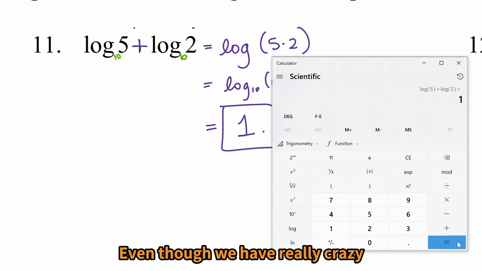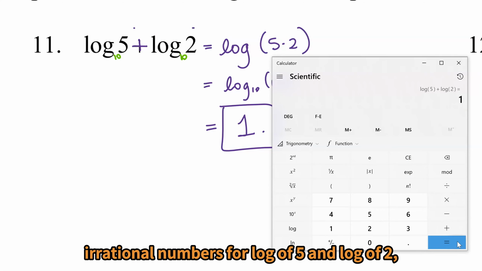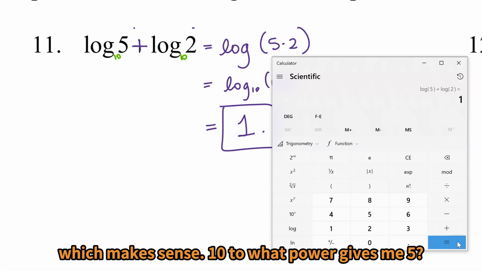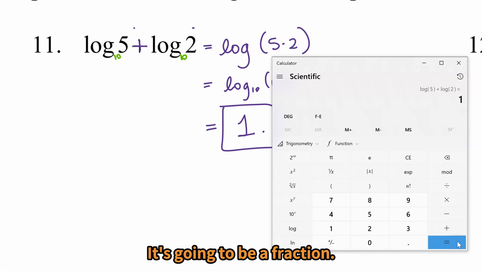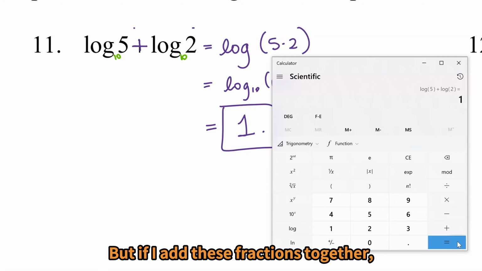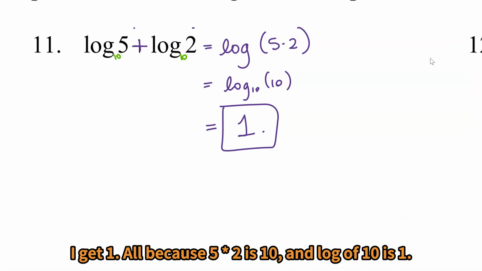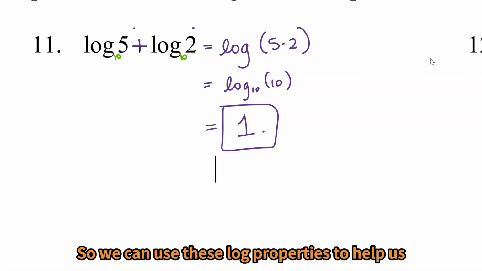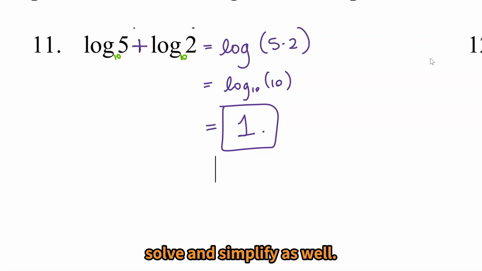Even though we have really crazy irrational numbers for log of 5 and log of 2, which makes sense. 10 to what power gives me 5? It's going to be a fraction. 10 to what power gives me 2? It's going to be another fraction. But if I add those fractions together, I get 1. All because 5 times 2 is 10 and log of 10 is 1. So we can use these log properties to help us solve and simplify as well.